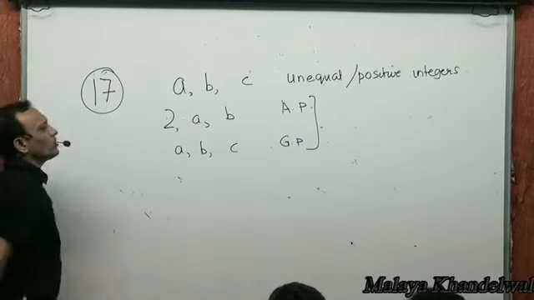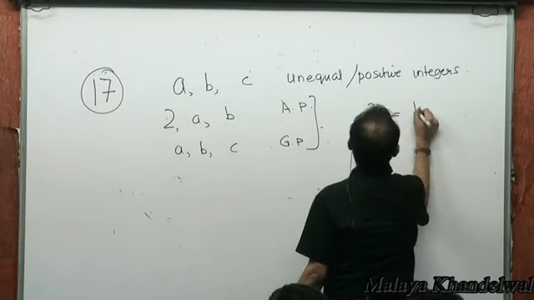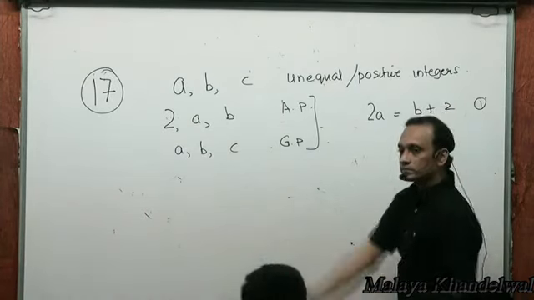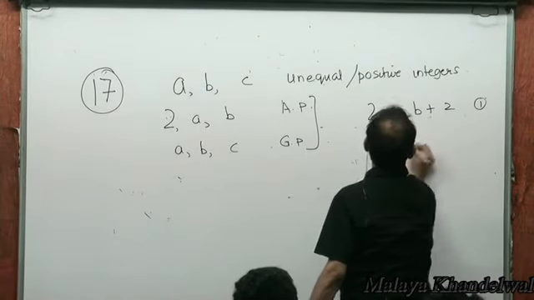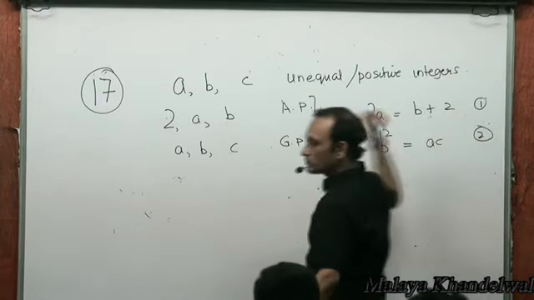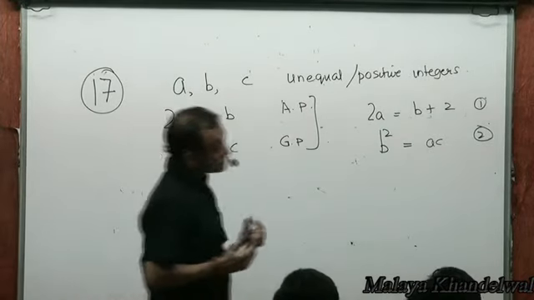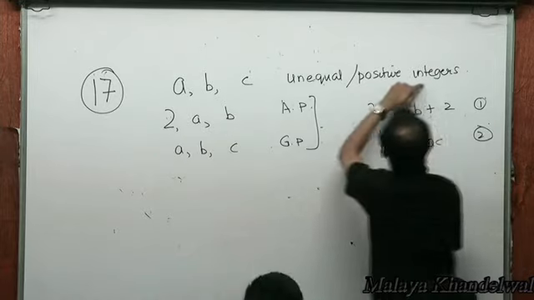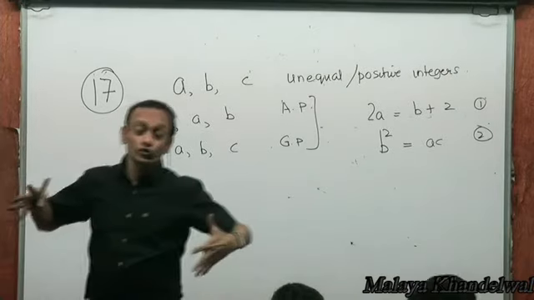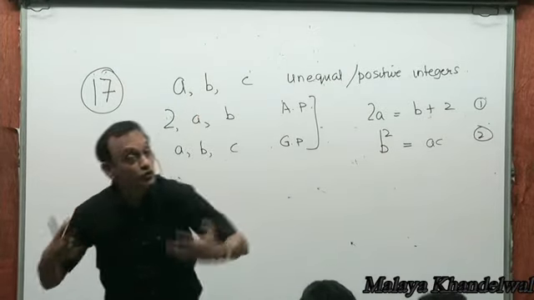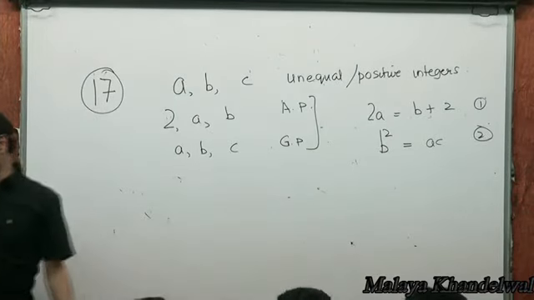Now, if I say 2a, b, c constitute an AP, does it not mean that 2a must be b plus 2? And if a, b, c constitute a GP, what does it mean? b squared must be ac. There are 3 unknowns but only 2 equations, so there is a third condition which would have to make up for the lacuna created by the third equation not being there.